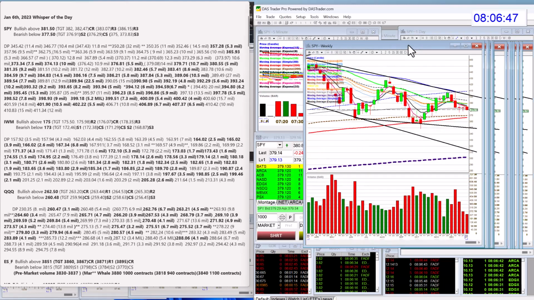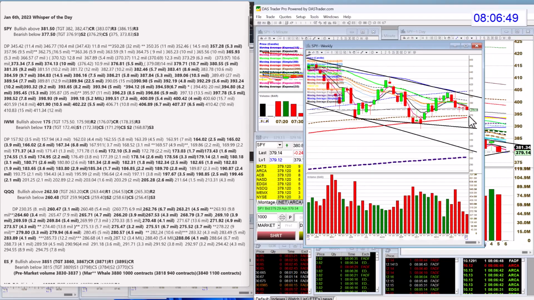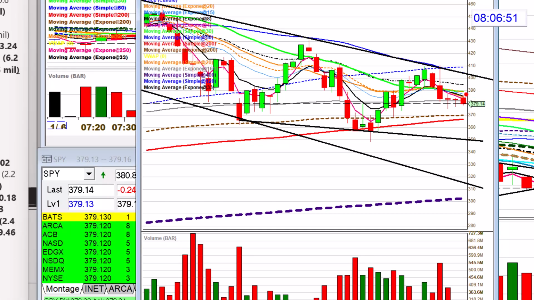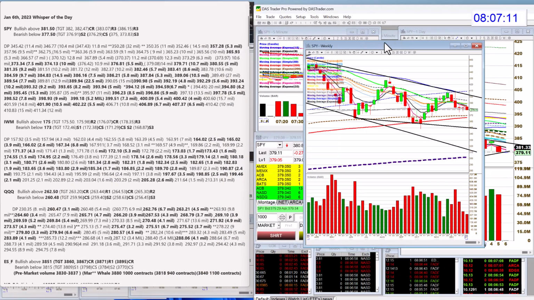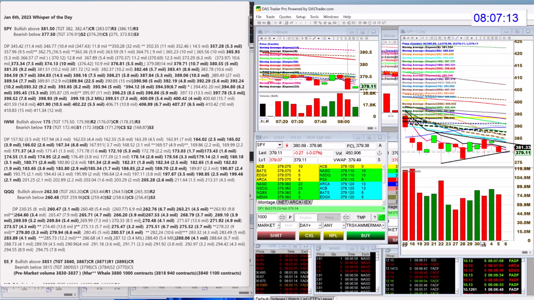It's kind of showing you this weekly chart right here. All right, this would be our optimum target in the bigger picture. We've already tested the 200 simple moving average. It would be the second test. Could be some buyers, and if we go below that, most likely down to this 350 area. So that's what I'm looking at in the bigger picture. But for the day trade today, bear below 377.50, bull above 381.50.